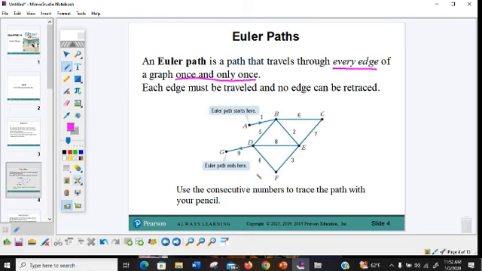So on this one, let's look at this path they have created here. They did A to B, and then B to E was 2. Then they did E to F third, F to D, D to B, B to C, C to E, E to D, and D to G. Since we traveled every edge once, and we could trace the whole thing with our pencil without picking it up, that is considered an Euler path.